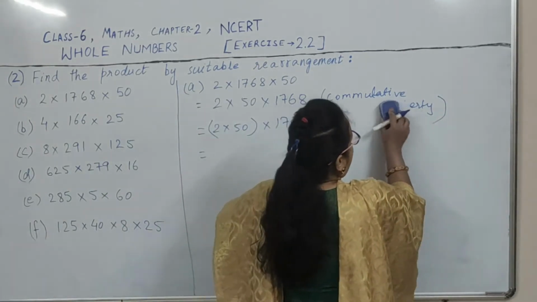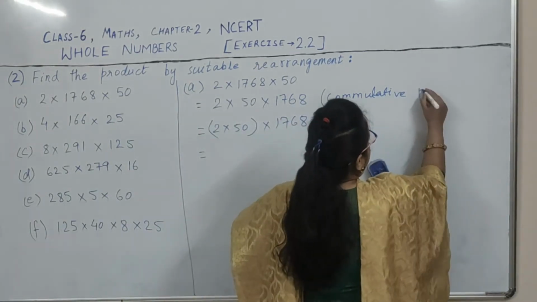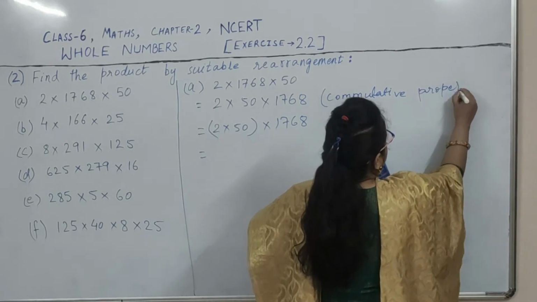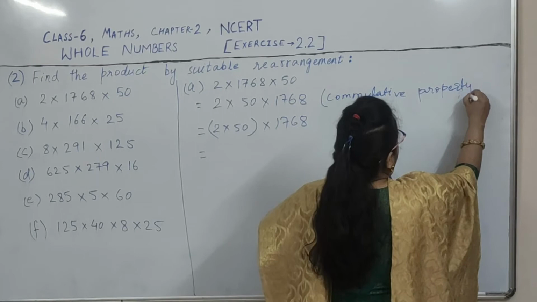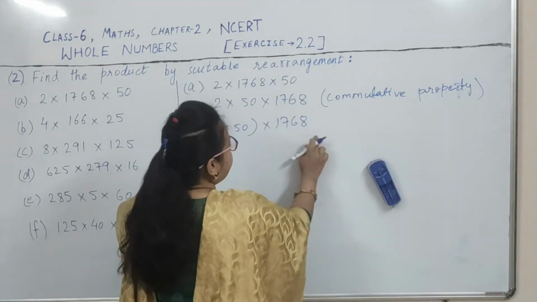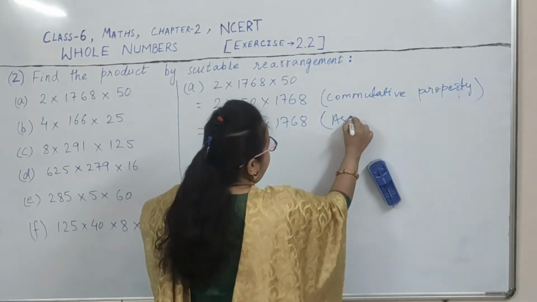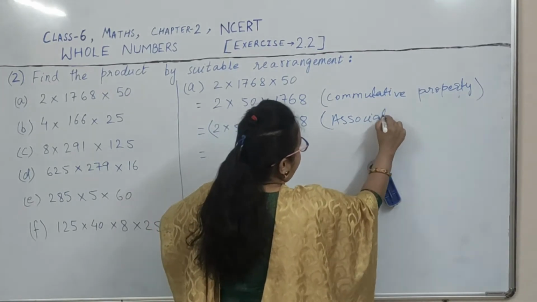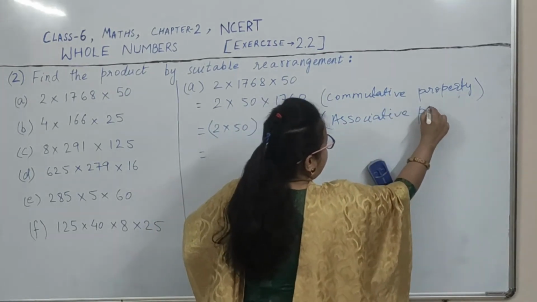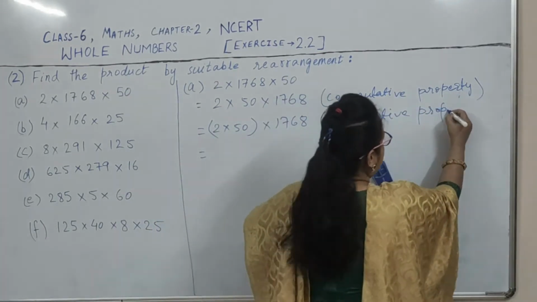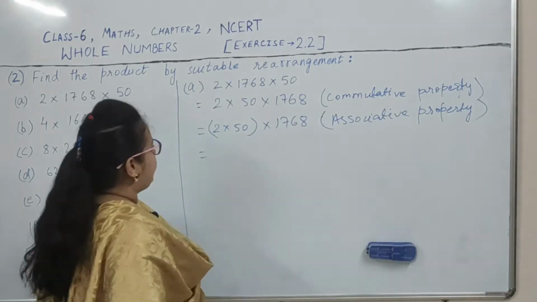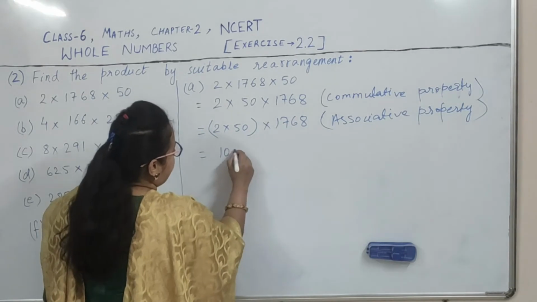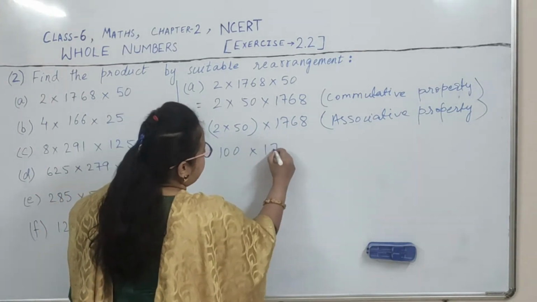So this is associative property for multiplication. Okay, so we will write it here, associative property. So this one is the associative property. I will write it, associative property. Now it becomes very easy. 2 into 50 is 100 and 1768.